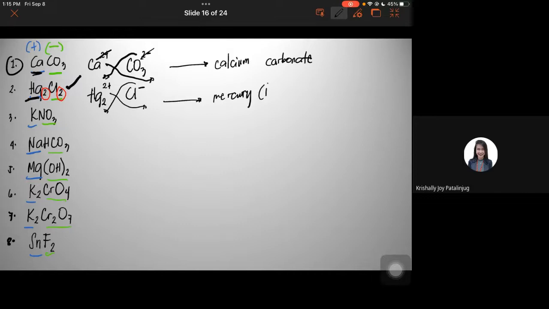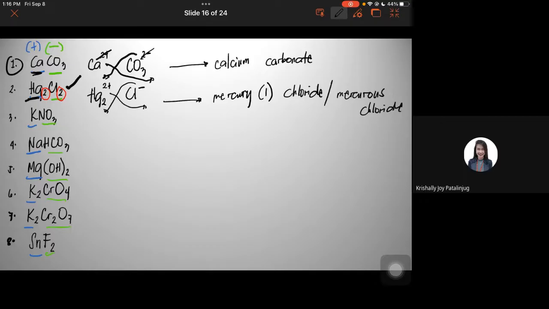So the name would be mercury 1, enclosed in a parenthesis the Roman numeral I, which represents the positive charge of mercury, followed by chloride. And what's the other name? This is also known as mercurous. Mercury 1 chloride is also mercurous chloride.